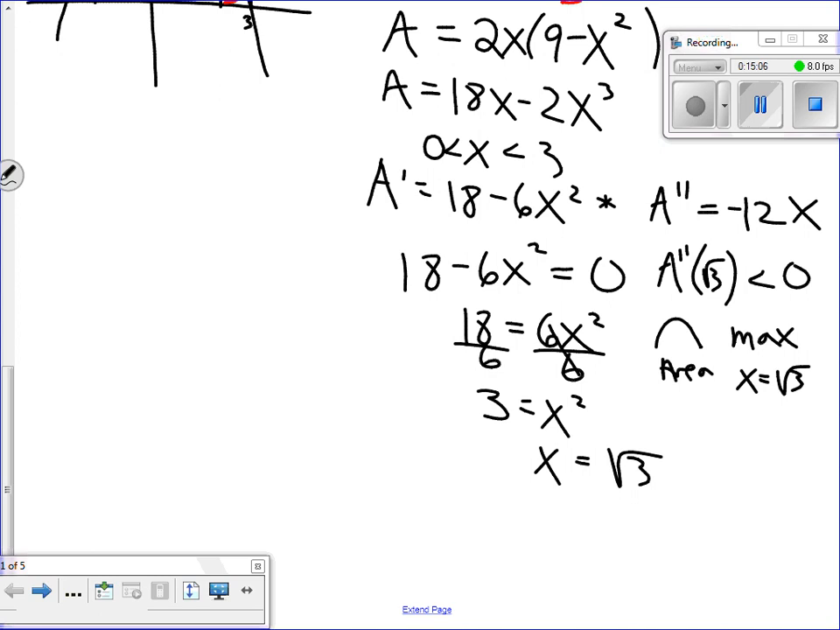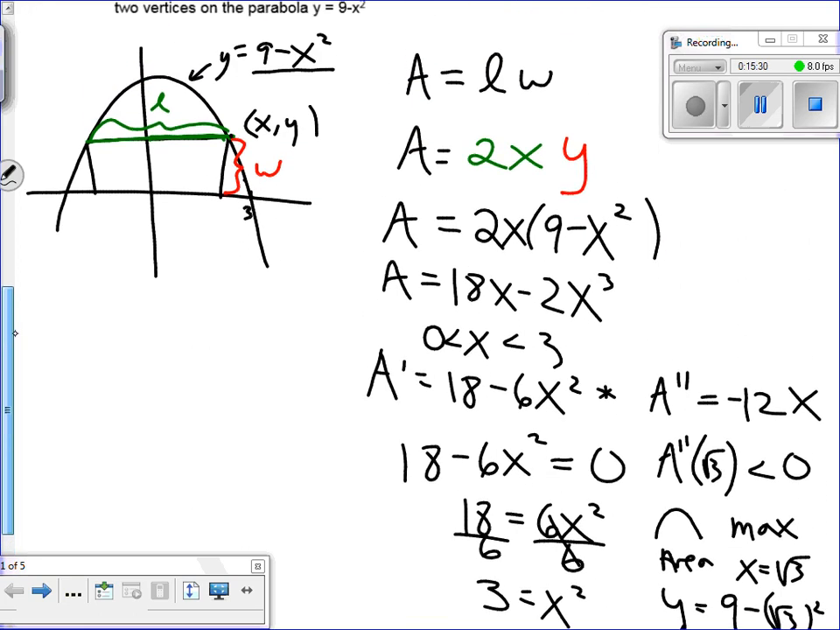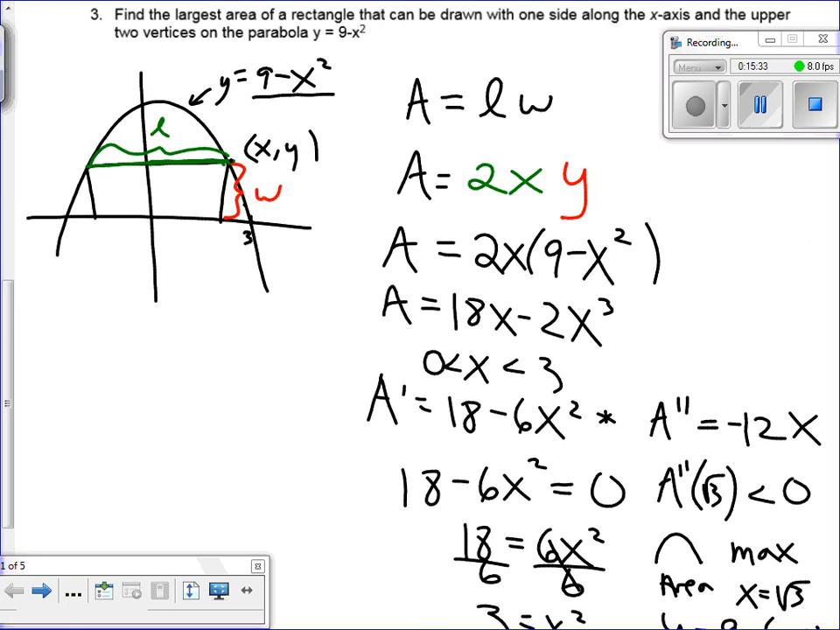Now let's go back and figure out the other unknown. Let's get the y. Remember, y in that secondary equation was equal to 9 minus x squared. So if I put in the x that I found, 9 minus 3 equals 6. So now I know the coordinates of that point that make that rectangle as large as possible: x is root 3 and y is 6. Now they want us to actually find that area.